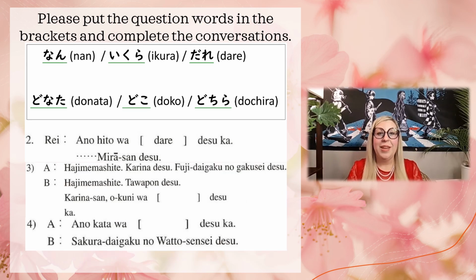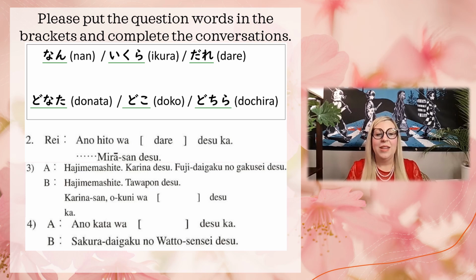For question number 3, A says hajime mashite, Karina desu, Fuji Daigaku no gakusei desu. So breaking that down, hajime mashite is nice to meet you. So they're meeting for the first time. Karina desu means I am Karina. Fuji Daigaku is Fuji University. No gakusei, gakusei is student. So breaking down by sentence, it is hajime mashite, nice to meet you. Karina desu, I'm Karina. Fuji Daigaku no gakusei desu, I'm a student at Fuji University.